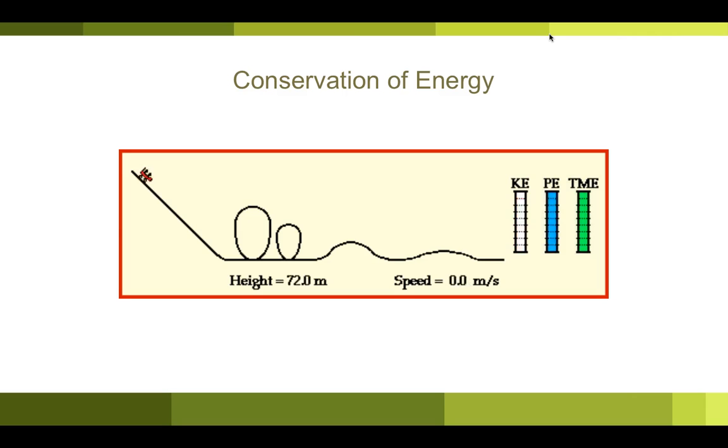Now the TME bar, that's the total energy. You'll see the total energy never changes. It's just changing from potential to kinetic and back and forth. Now, this only works perfectly whenever there's no friction. If there's friction, that's another form of energy, so you'd have to take that into account as well. This example only is assuming there's no friction.